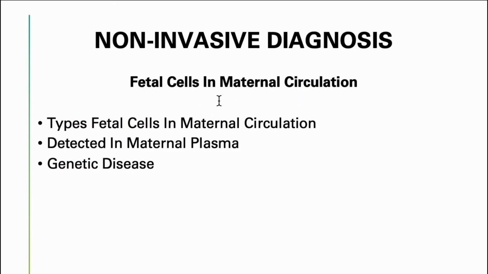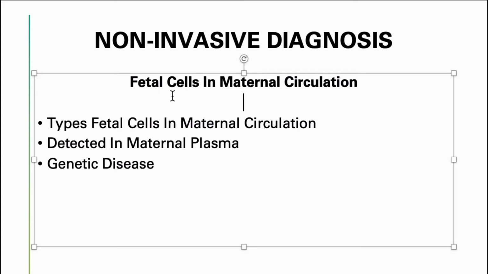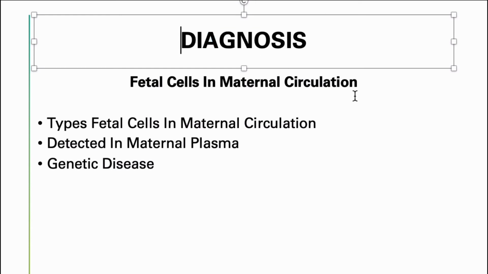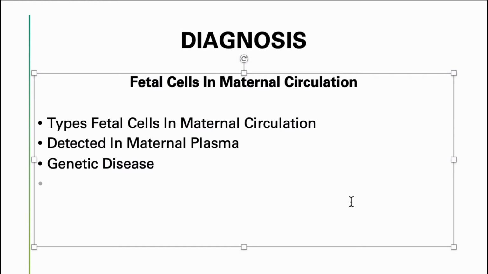Other things that could be done is to look for fetal cells in maternal circulation. All right, now this is non-invasive. Let me remove this non-invasive part, because let's just say it's a diagnosis method. Why? Because if you're talking about getting blood, removing blood, that's an invasive procedure. Essentially, what we're looking at are the fetal cells in maternal circulation.